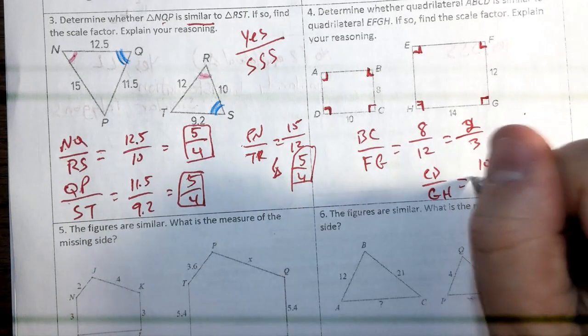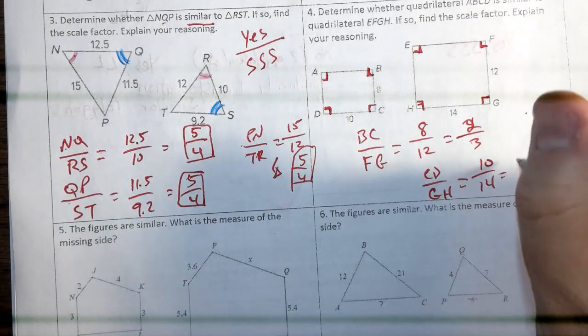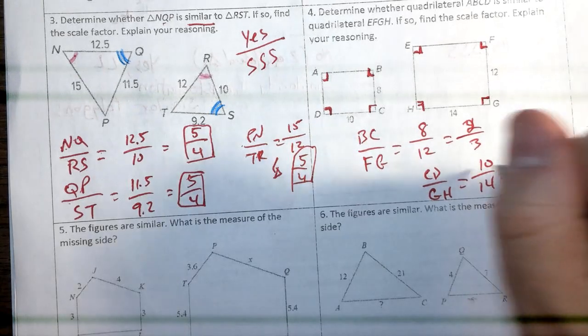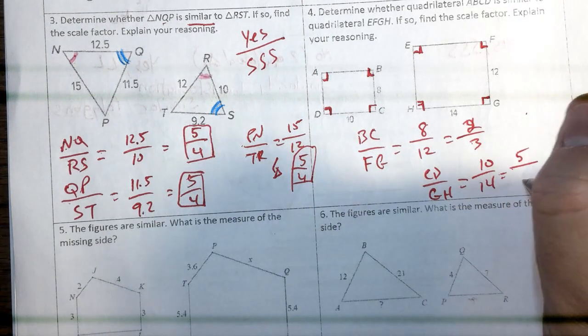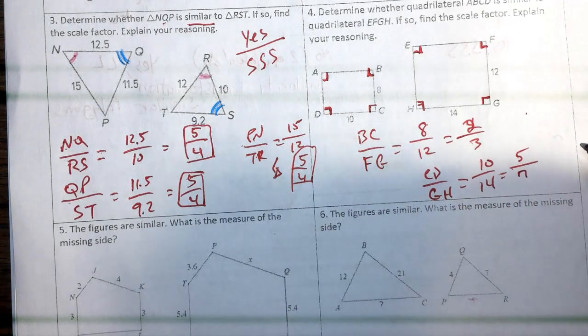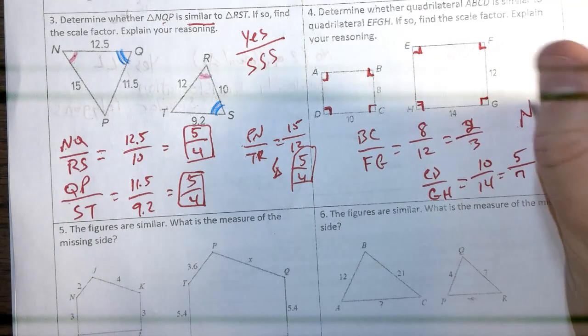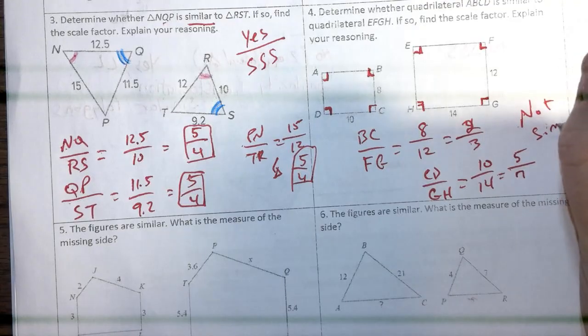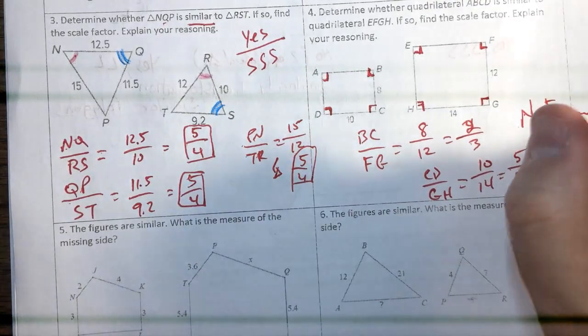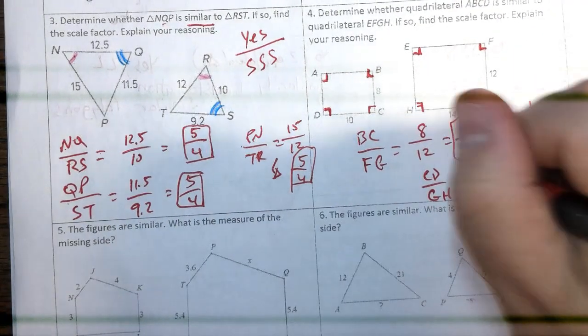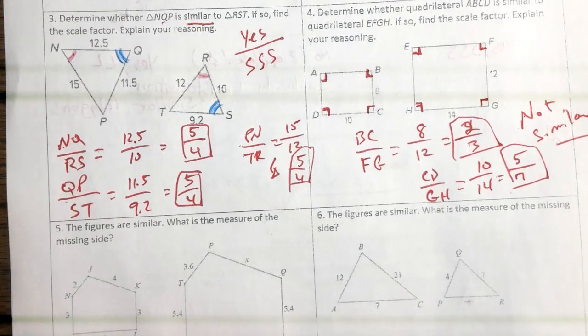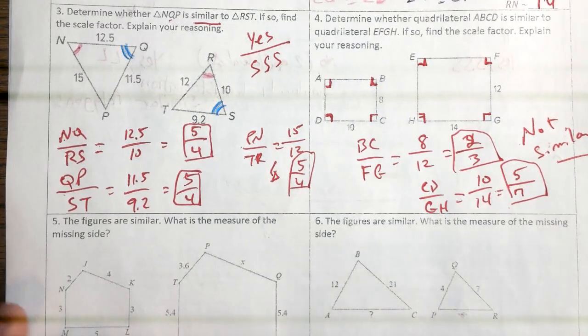So we have 10 over 14. That's going to be 5. If 2 goes into 10 5 times, 2 goes into 14 7 times. So we are not similar because they're not in proportion. I didn't realize I was sideways there.